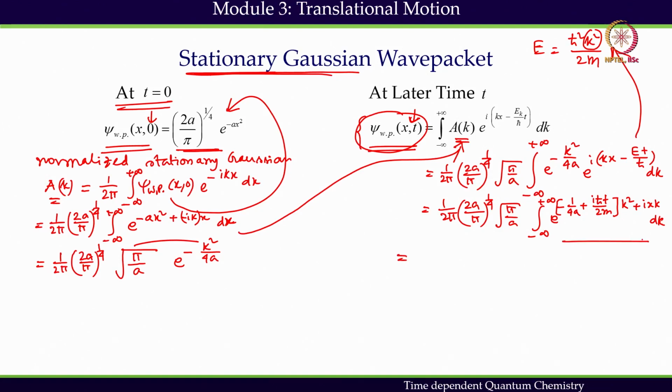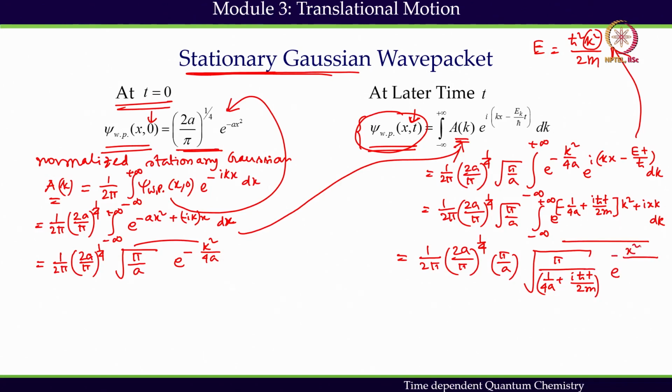So now I have got the standard Gaussian integral, which can now be written as 2a by pi to the power 1 by 4, pi by a, and this integration is going to be pi by 1 by 4a plus i h cut t by 2m, into e to the power minus x square divided by 4 times 1 by 4a plus i h cut t by 2m.